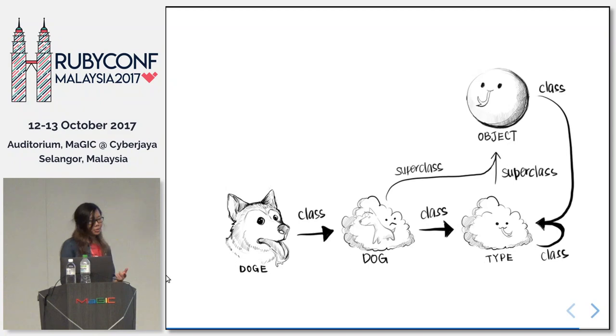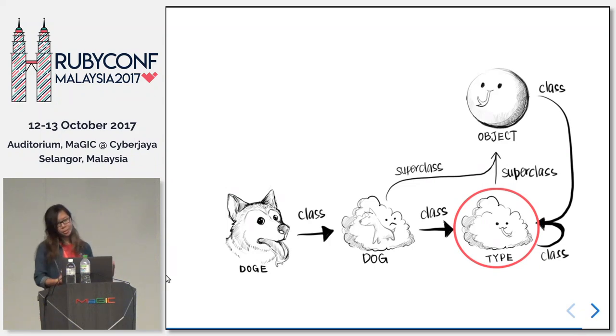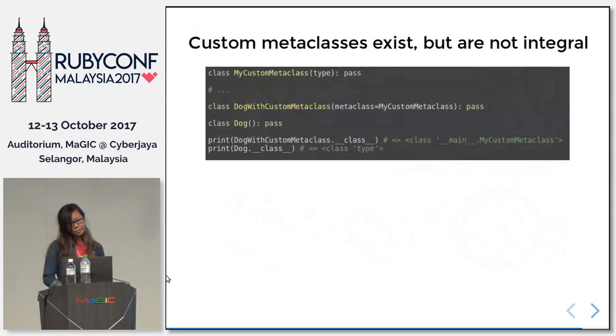And the big reason is that Python really only has one meta class. It only has one class that is a class of other class objects, and the name of that class is type. So that's one reason Python's object model seems to look so much simpler. And even though you could actually create more meta classes in Python by subclassing type, like you see here, these meta classes are not integral to Python's OOP the way that singleton classes and meta classes are to Ruby.